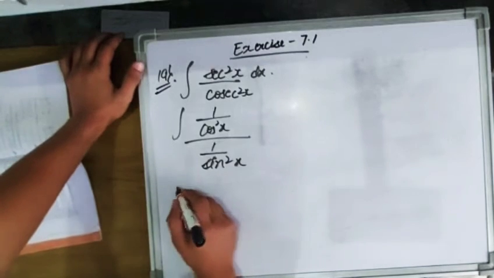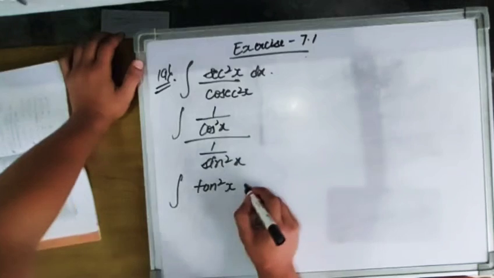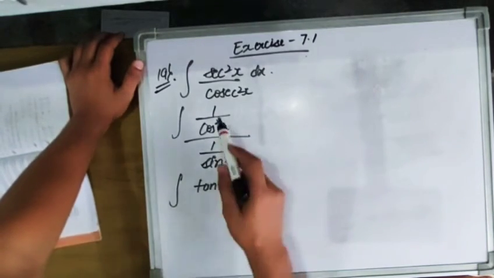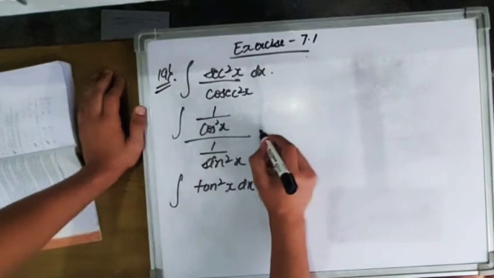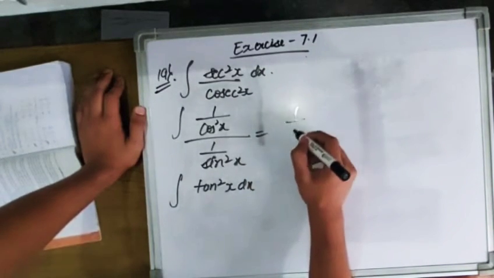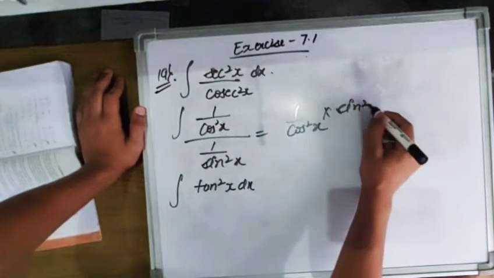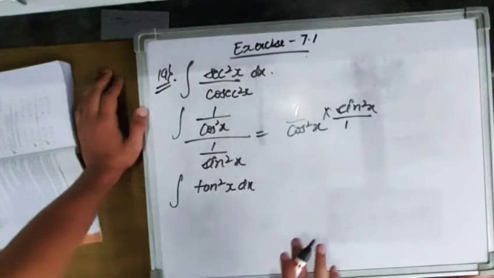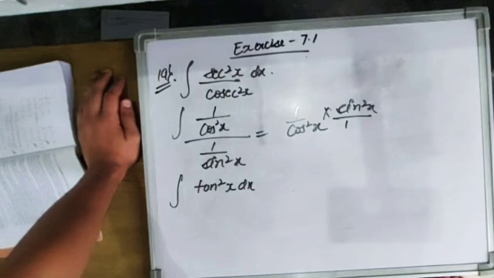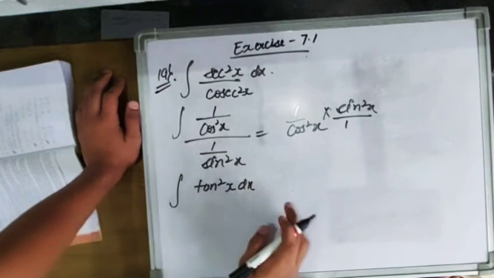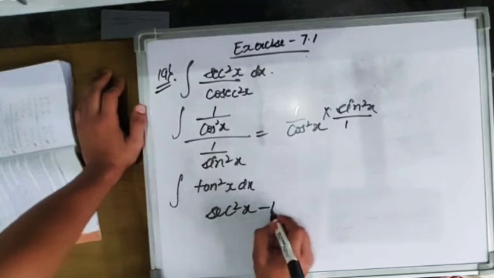So solving further, we have the integral of tangent square x dx. I have written this as sine square x by cosine square x. There is no direct formula for the integration of tangent square x, so I'm going to break it out as secant square x minus 1.